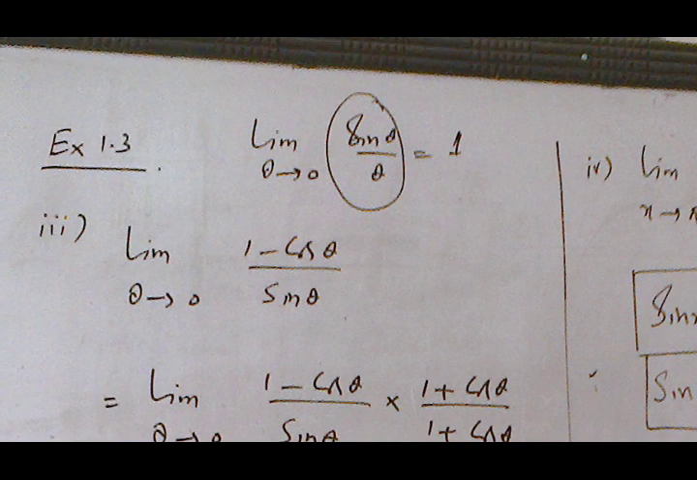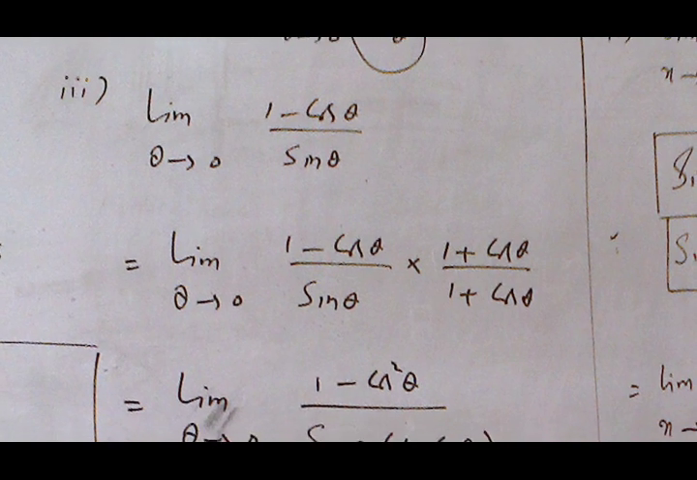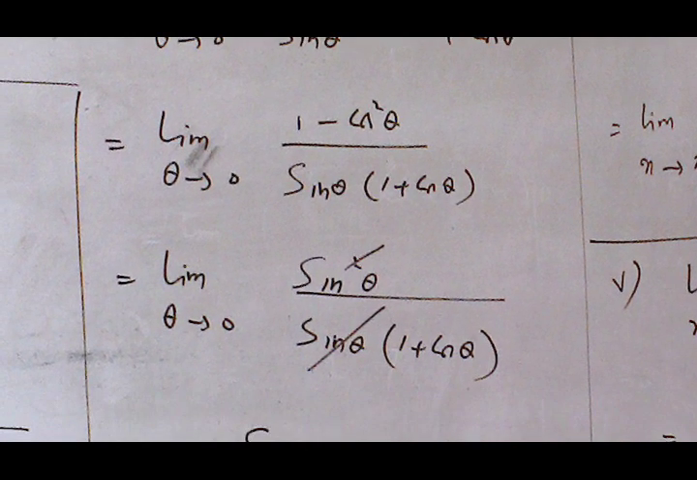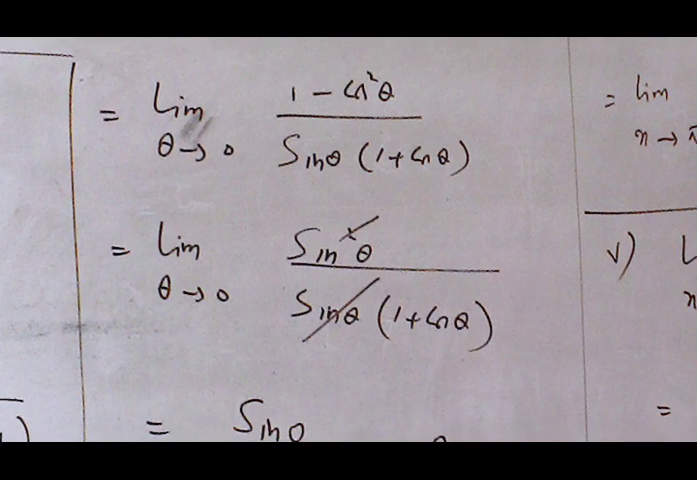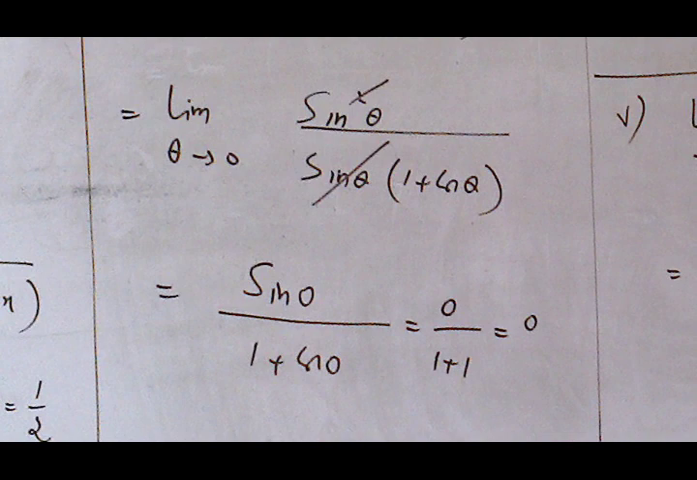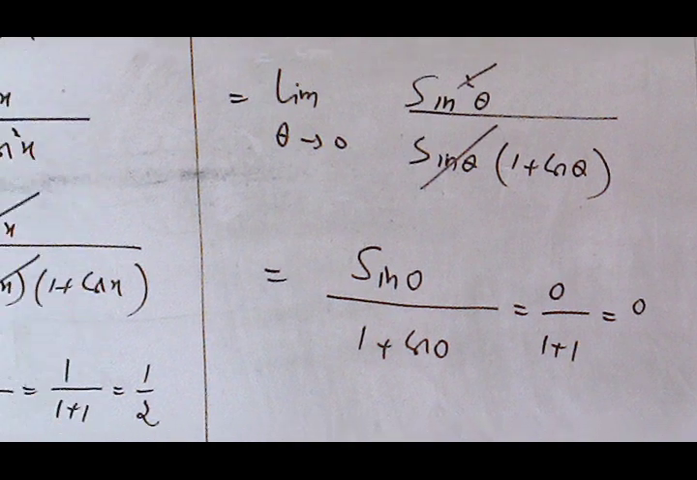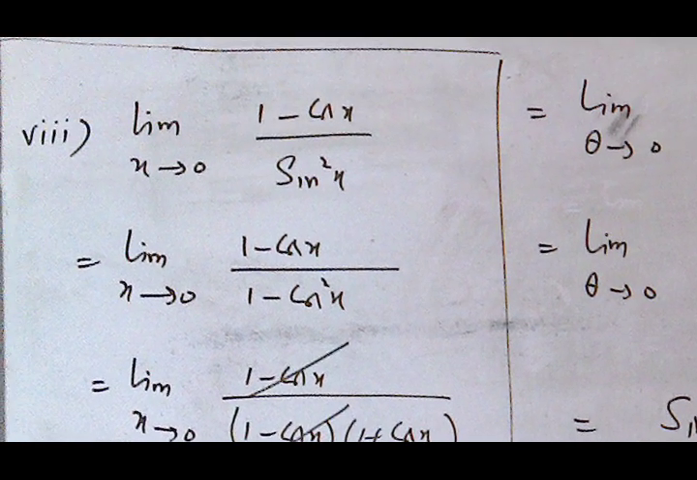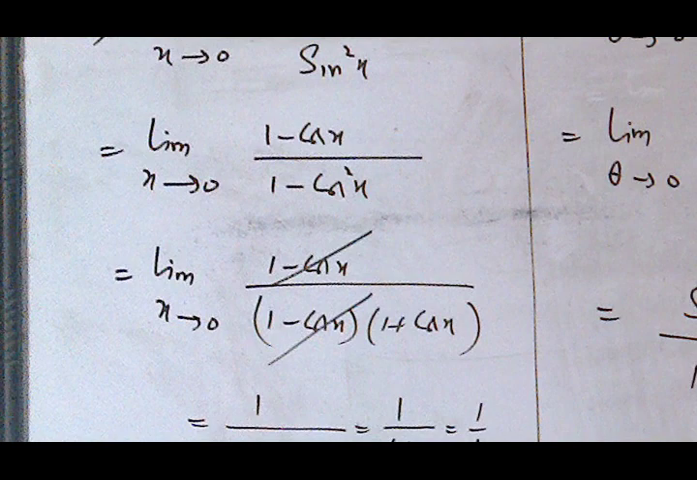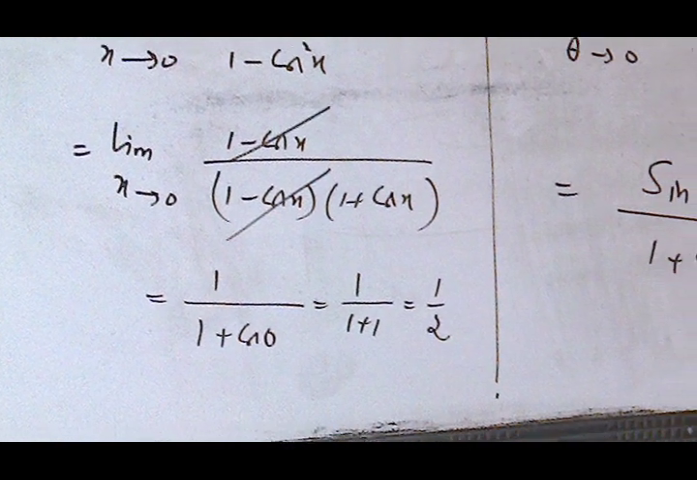So in this question, 1 minus cos theta over sin theta, we rationalize these values. 1 minus cos, 1 plus cos, it is equal to 1 minus cos square. 1 minus cos square is equal to sin square. And then apply the limit. Sin 0 is equal to 0 and cos 0 is equal to 1. And in this question, we put the value of sin square as 1 minus cos square, and then simplify and get the result.